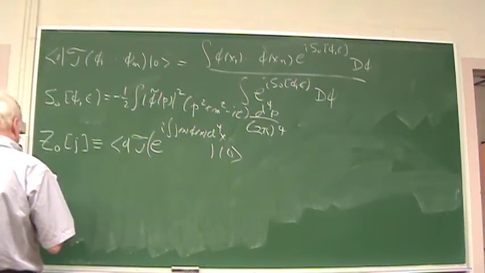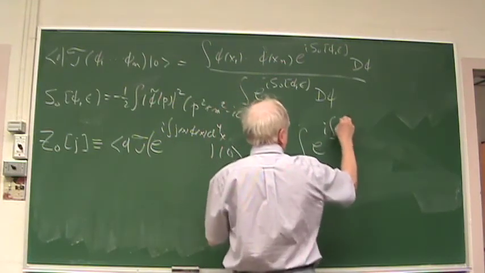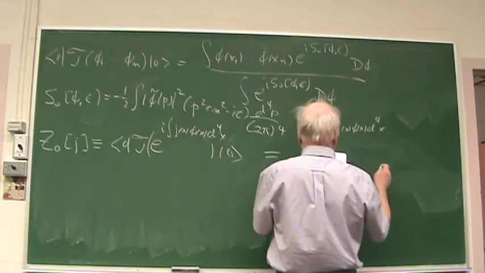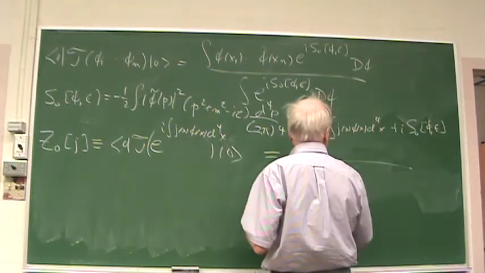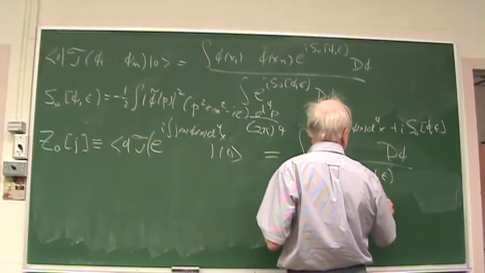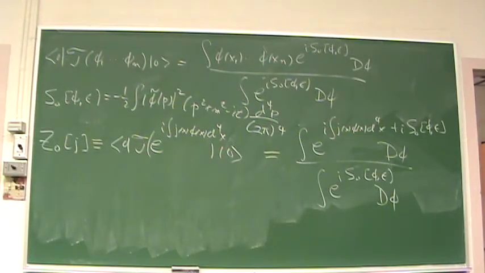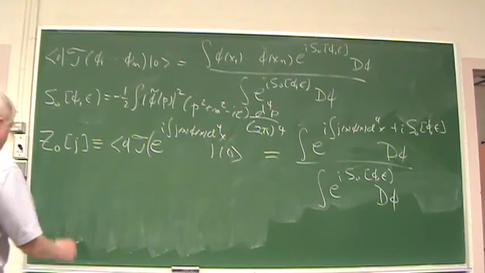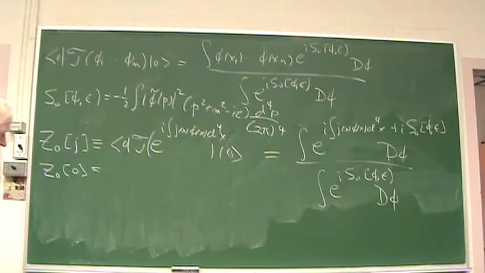And so we can write this as a ratio: integral of e to the i integral J of x phi of x d4x plus i S0 of phi and epsilon, d phi, divided by the integral of e to the i S0 of phi and epsilon, d phi. And now we're integrating over all functions of space-time, all fields. Now, what is Z0 of a zero current? One, yes.